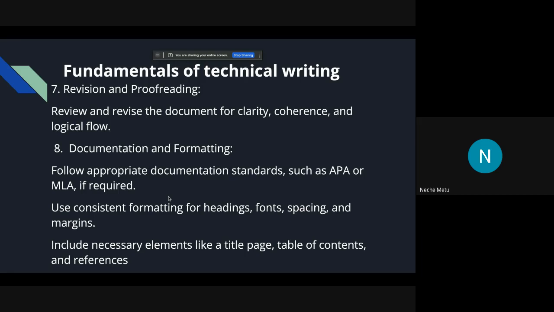Okay, we're moving over to revision and proofreading. We have to review the documents for clarity and coherence, and then the logical flow. Make sure that your document flows.